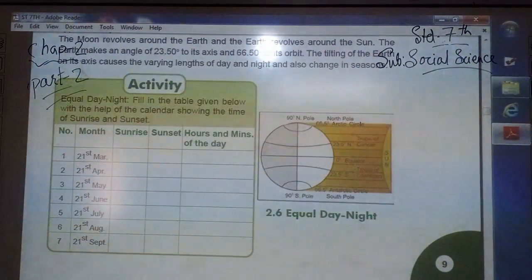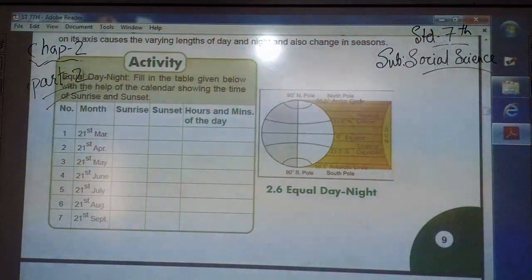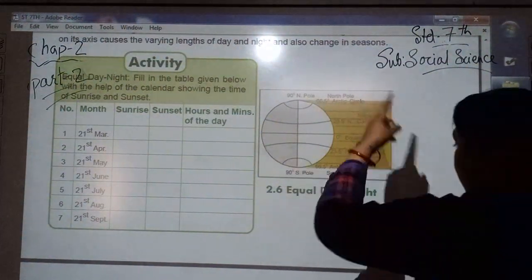हम रोज सन मून देखते रात को, है ना? रात को क्या देखते? सन मून दोनों देखते? No, we are looking at the moon at night and the sun in the daytime. And the same thing, we have the curiosity about at what time all these things happen. These are the equal things. Look here, while looking at the picture: equal day and night.